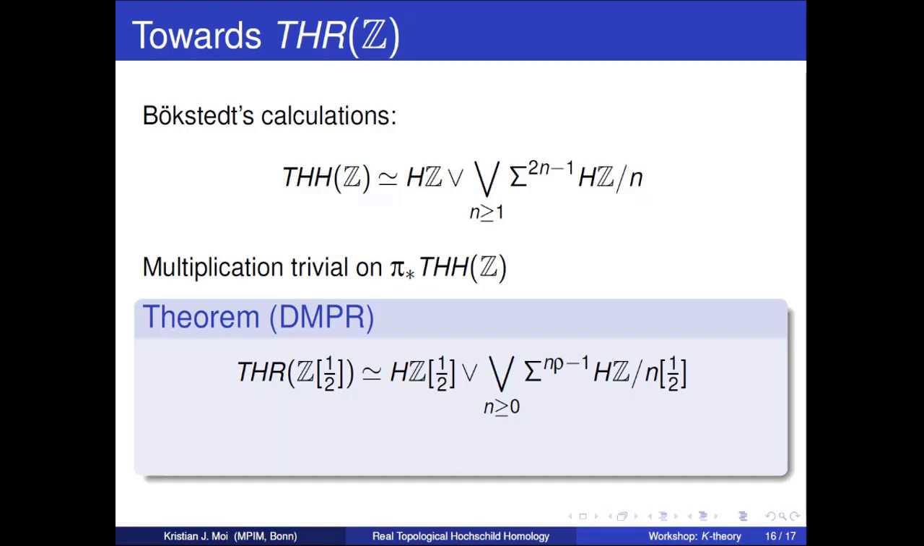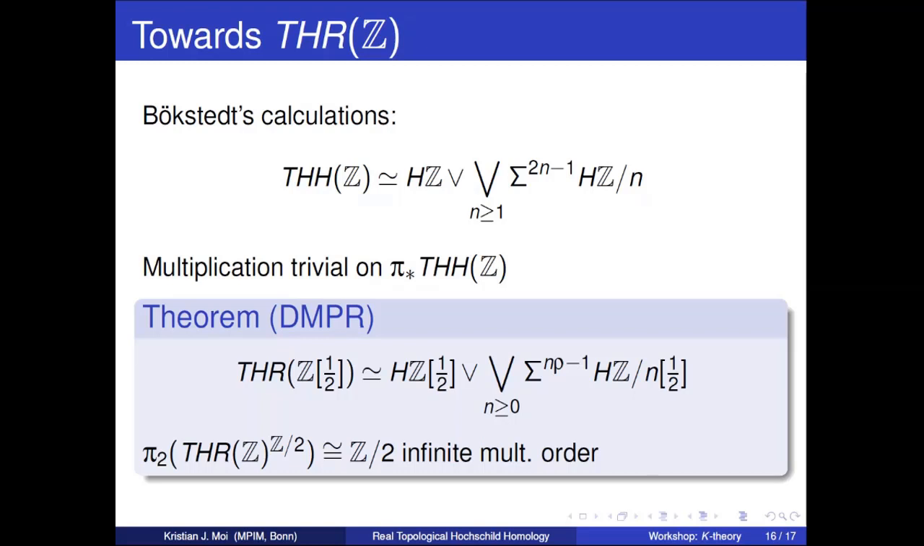But all is not lost. I said a couple of slides ago we had the geometric fixed points of THR of Z. So we do know something, right? And so from that and this, we're able to piece together that. So if you take the fixed points, we don't have an intrinsic description of it, but it's still there.